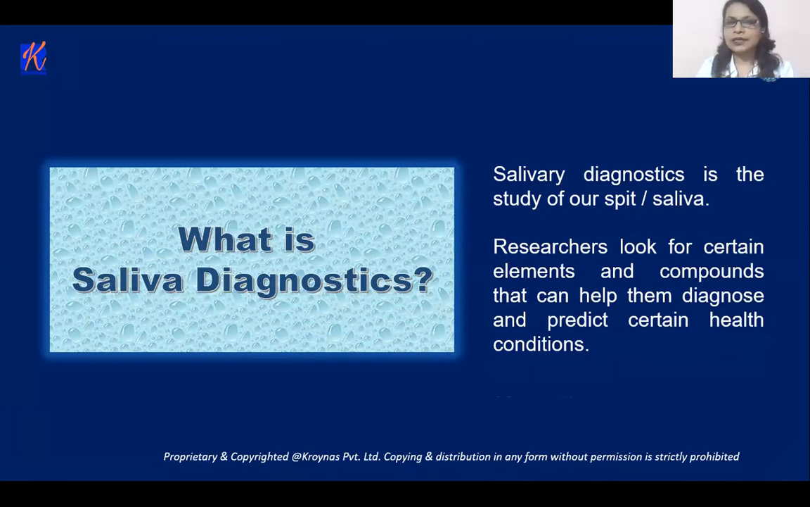And what exactly do researchers do? Researchers get into this biofluid to search for certain elements and compounds that help them to diagnose and predict certain health conditions. It is not only about pathological conditions, but also about any normal physiological status. So that's a simple way I can describe what saliva diagnostics is. And let's see what kind of elements and compounds we can really find in saliva.